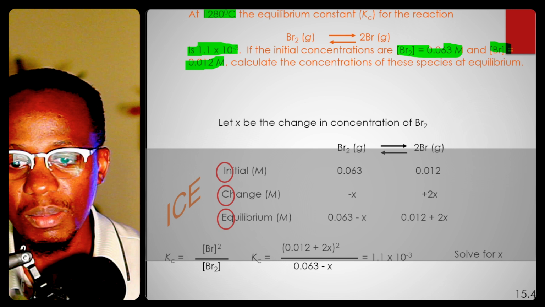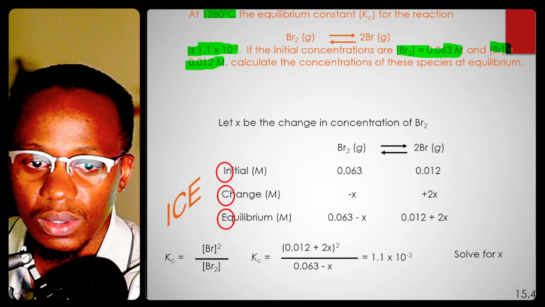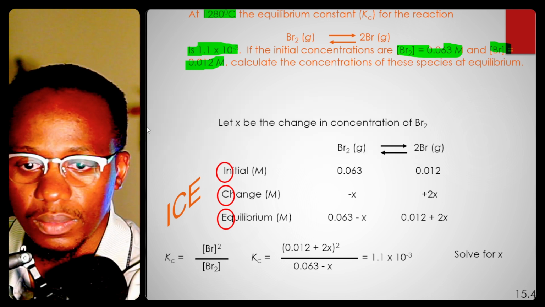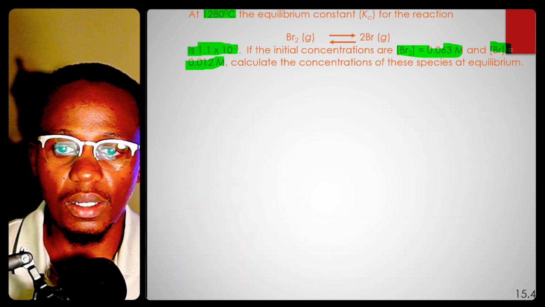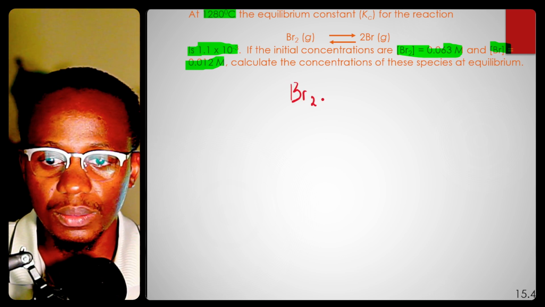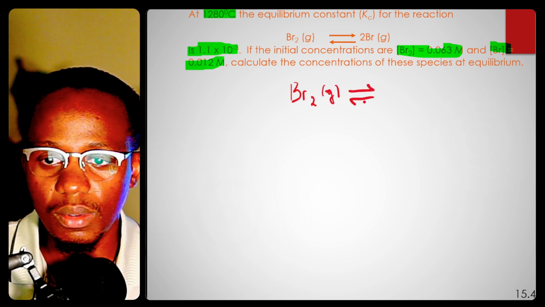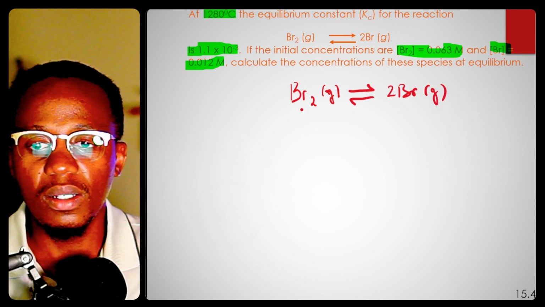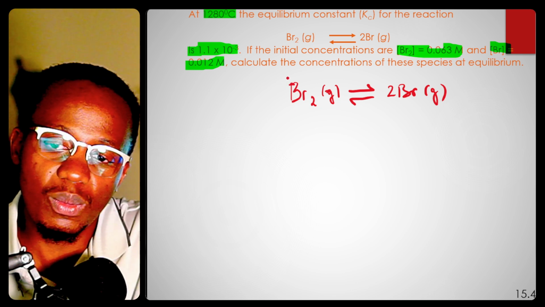And let me delete this because it might confuse you. Let me delete this, and then I am going to set it up from the beginning, right? So the reaction is this: Br2 as a gas gives Br. So this is a simple one. One thing gives another, because sometimes you have two things give one or something like that, right?